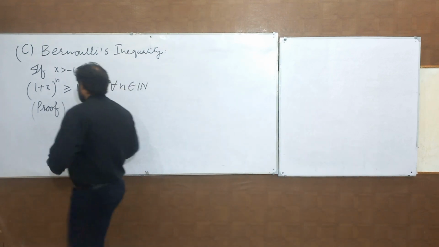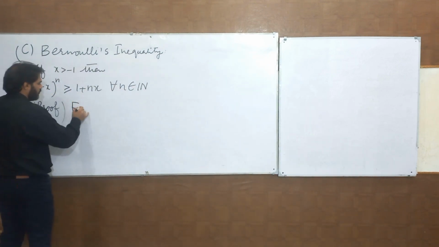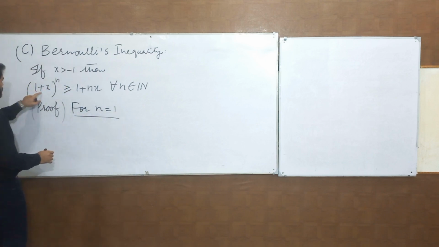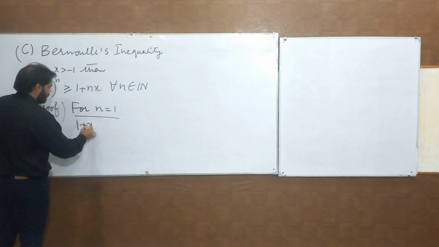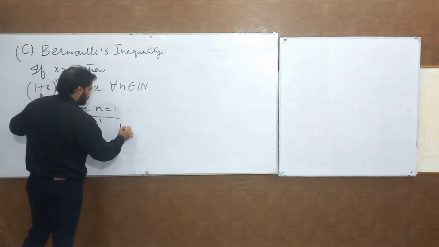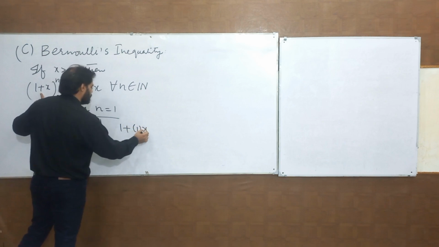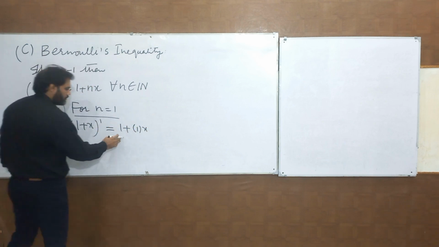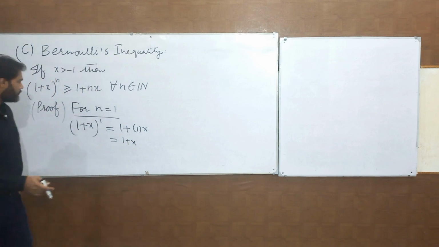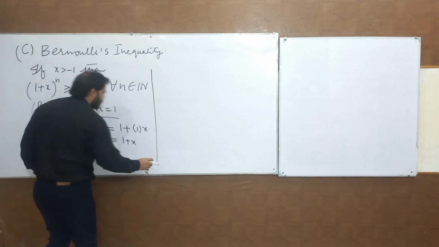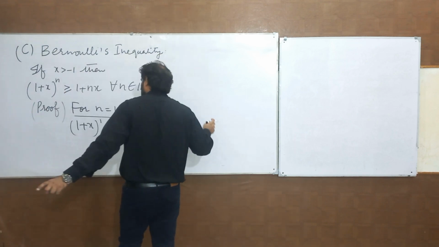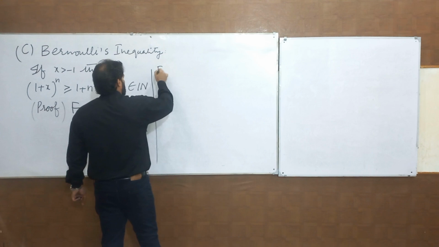It is clear that for n equal to 1, the assertion is true. If you put n equal to 1 on the left side, and n equal to 1 on the right side, both are equal because this is also 1 + x. So the statement is true for n equal to 1. This is just for your information, but there is no need to do this in the question paper.